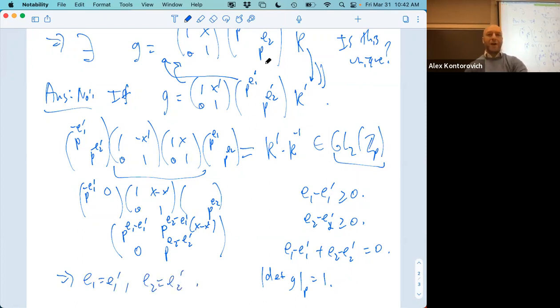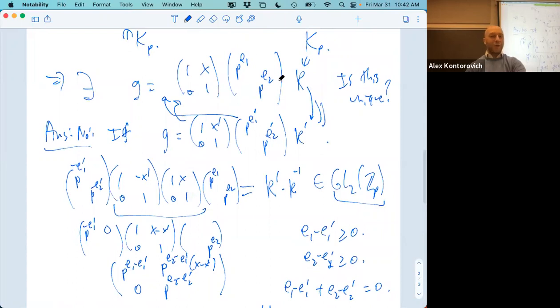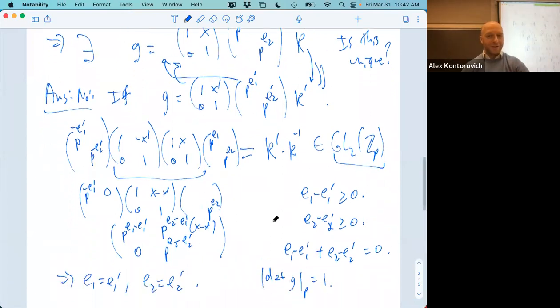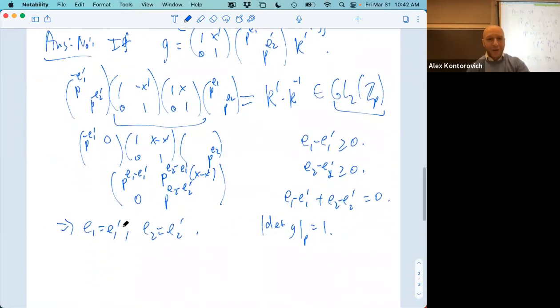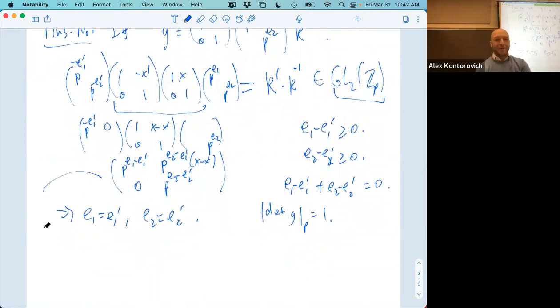So I gave you an algorithm for how to compute E1 and E2, but there is no other algorithm. There is no other way to decompose G in this way with a different E1 prime and E2 prime. Okay, great. So at least that part of it is unique. But so now we have that these two things are equal.